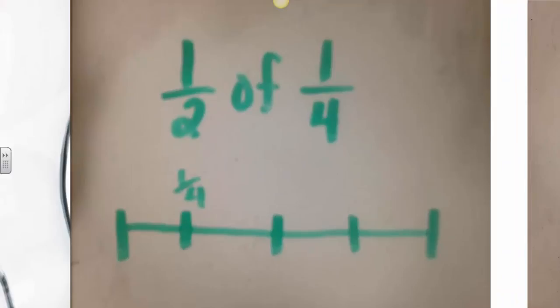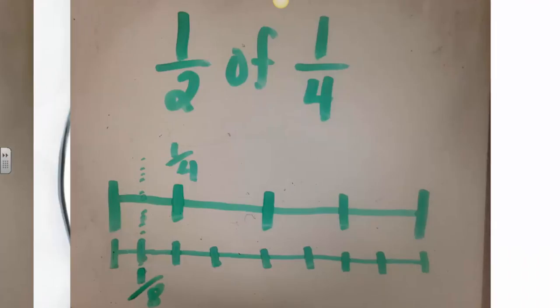Number lines can be used in multiple ways. This number line begins with 0 and ends with 1. It has been separated into 4 equal parts, and 1/4 is represented. For this problem, we're going to determine 1/2 of 1/4, or 1/2 times 1/4.